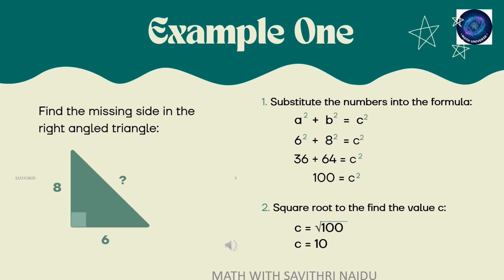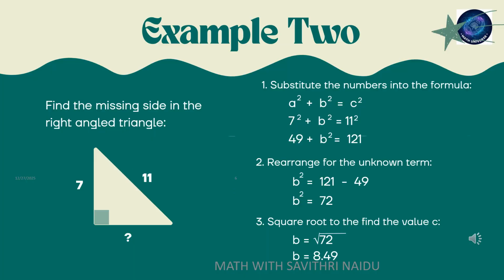Example 1. Let's start with an example. We have a triangle with sides 6 and 8 units. Using the formula a squared plus b squared equals c squared, we substitute the numbers. 6 squared plus 8 squared equals c squared. That's 36 plus 64, which equals 100. Taking the square root gives us 10. So the hypotenuse is 10 units.